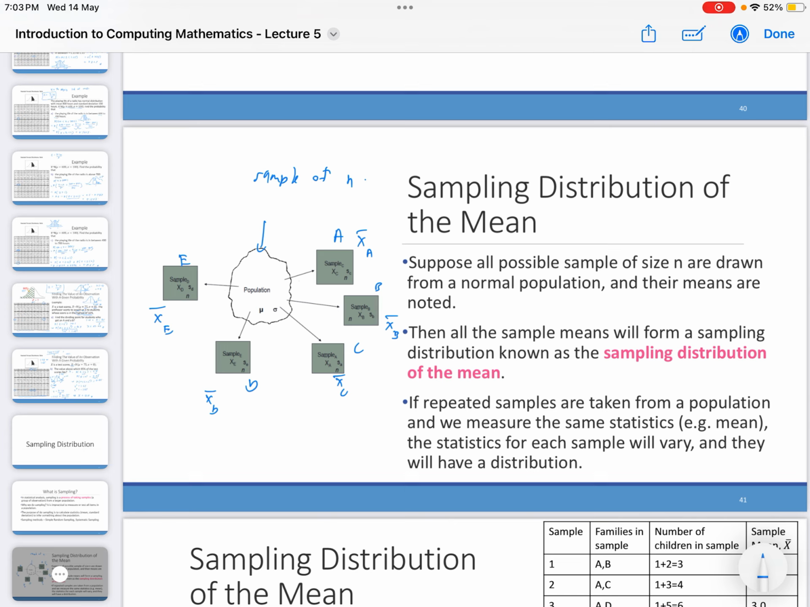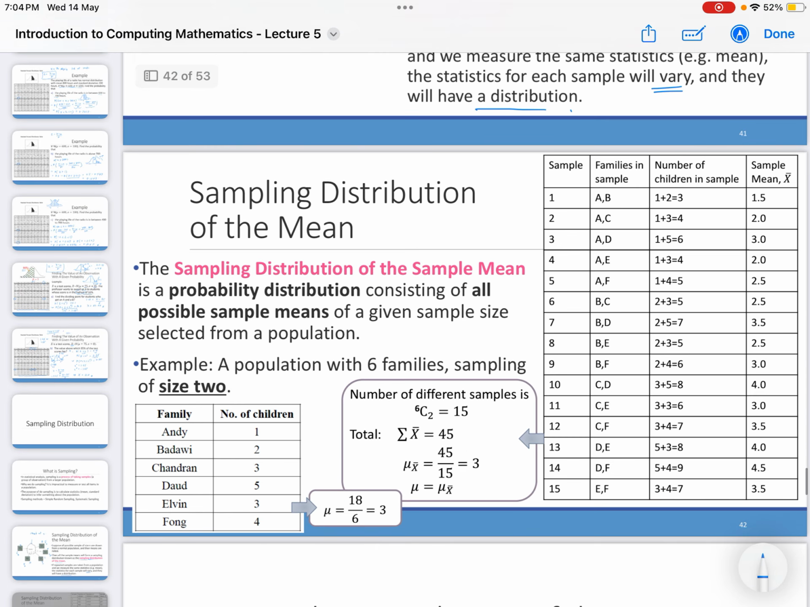Okay, and then all the sample means from this sample will form a sampling distribution known as the sampling distribution of the mean. So this mean also has its own distribution. If repeated samples are taken from a population and we measure the same statistic, which is the mean, the statistic for each sample will vary, will have a different value, and there will be a distribution. The sample mean itself has its own distribution.